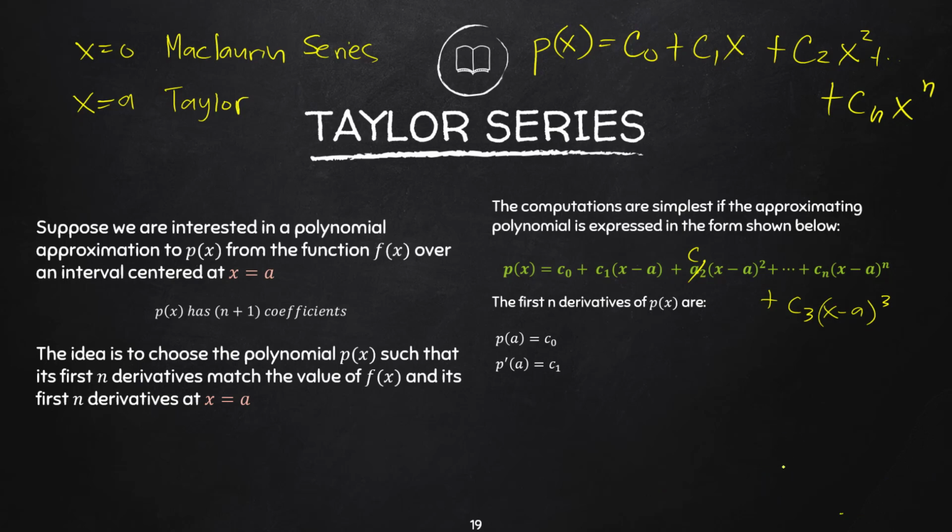Okay, as for the second derivative, if you try to solve for it evaluated at a, you will have 2 factorial c sub 2, then 3 factorial c sub 3 for the third derivative of the function, and then you will arrive at this pattern. The nth derivative of the approximating polynomial evaluated at x is equal to a will just be equal to n factorial times the constant c sub n.